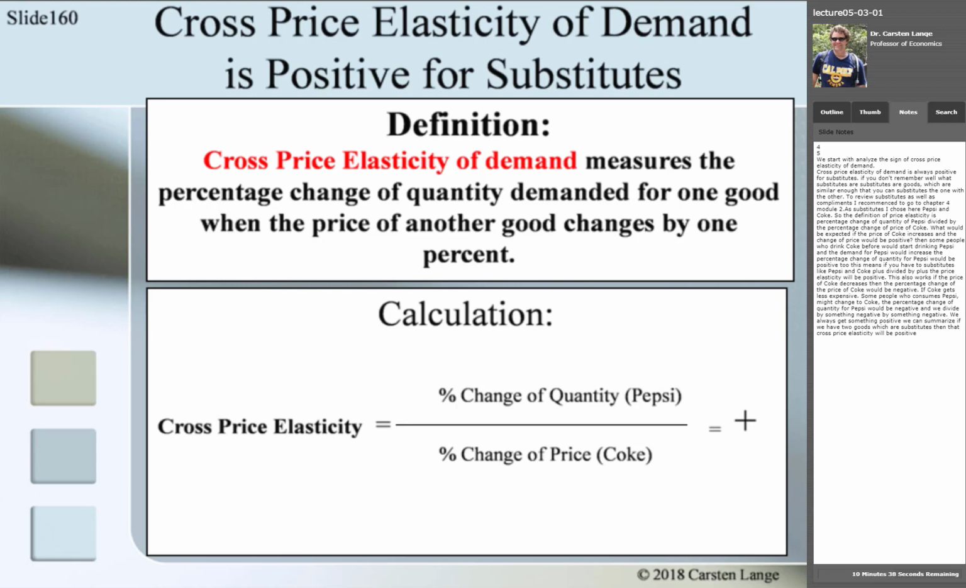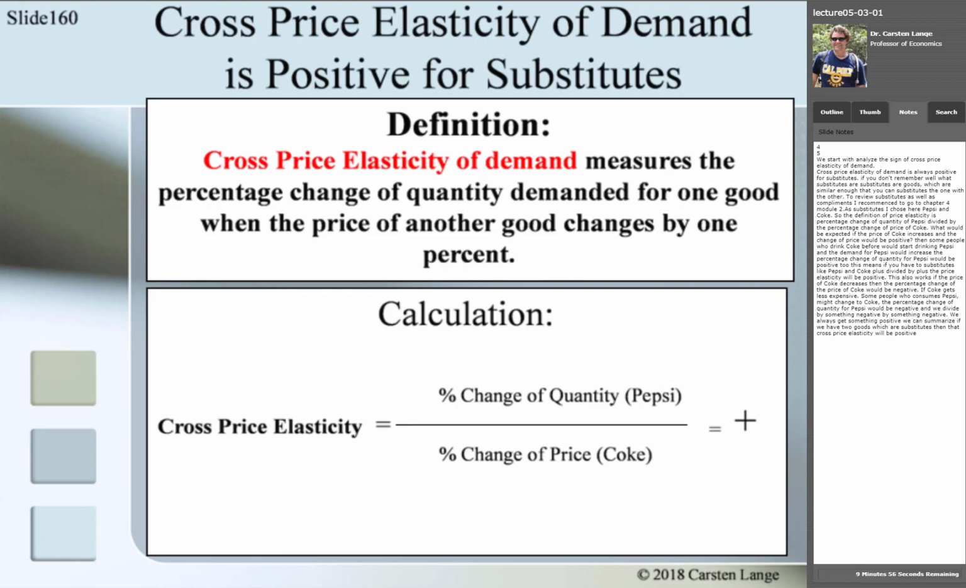We start with analyzing the sign of cross-price elasticity of demand. Cross-price elasticity of demand is always positive for substitutes. If you don't remember what substitutes are: goods which are similar enough that you can substitute the one with the other. To review substitutes as well as complements, I recommend to go to Chapter 4, Module 2. As substitutes, I chose here Pepsi and Coke.